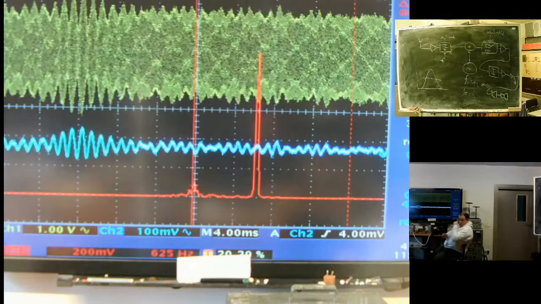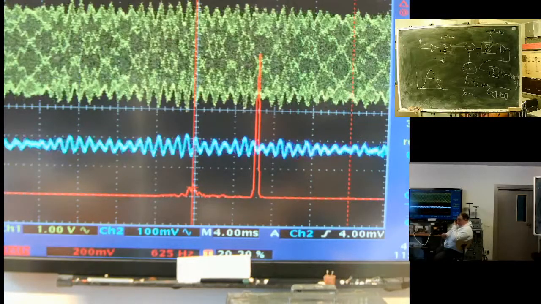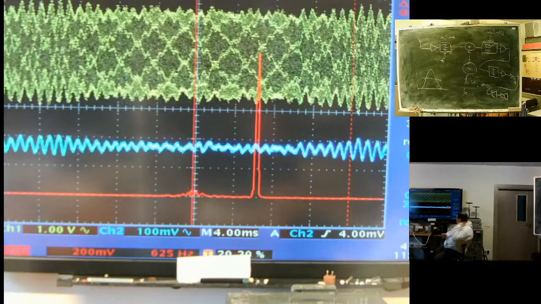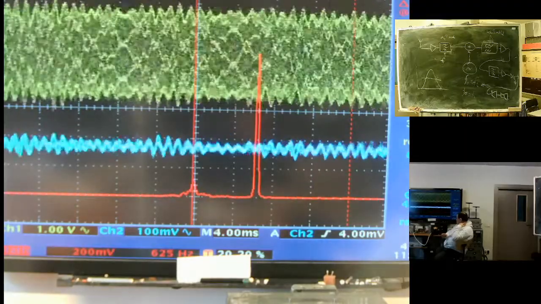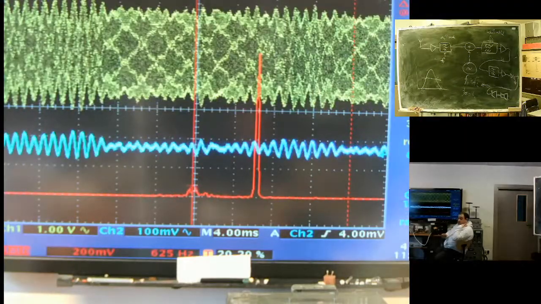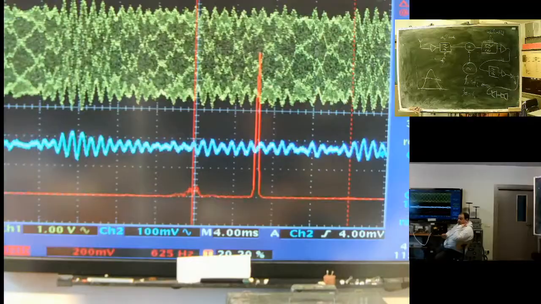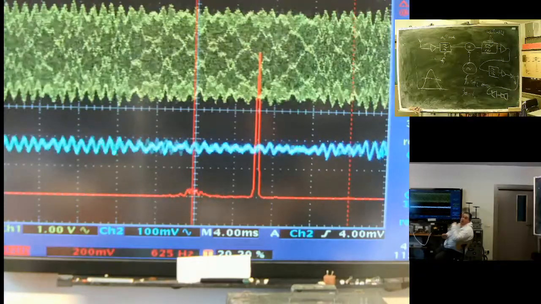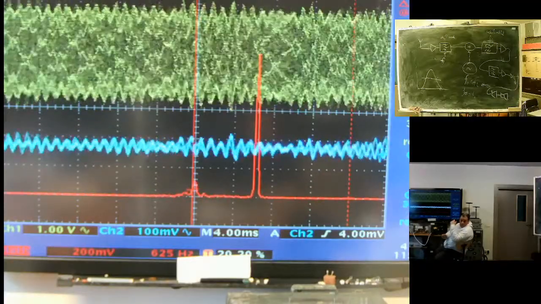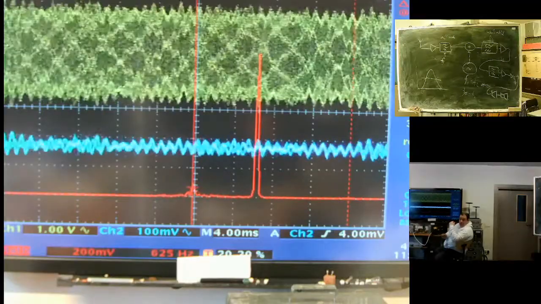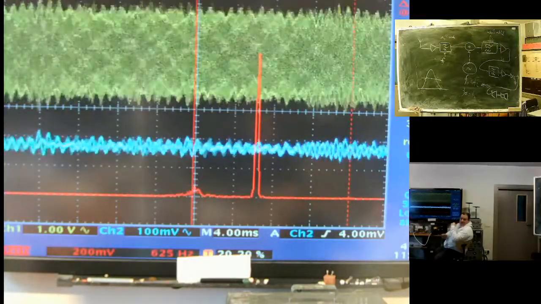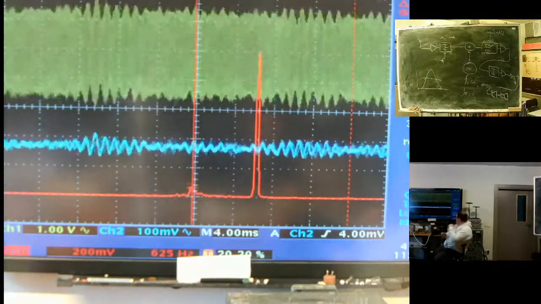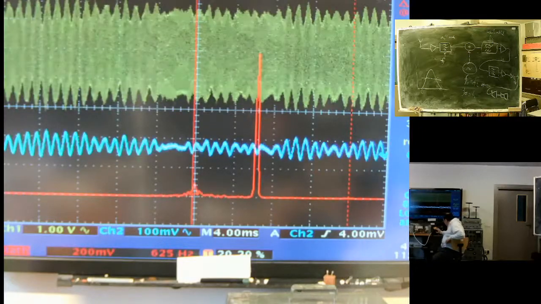For example, to communicate with Italy, AM requires at least 200 kilowatt peak power. SSB, 200 watts. Maybe I can find something.